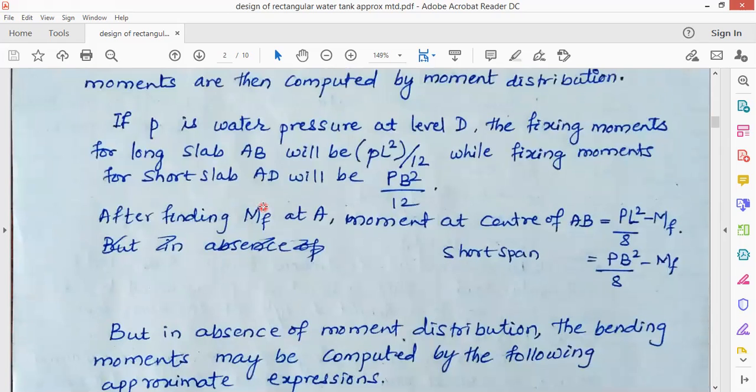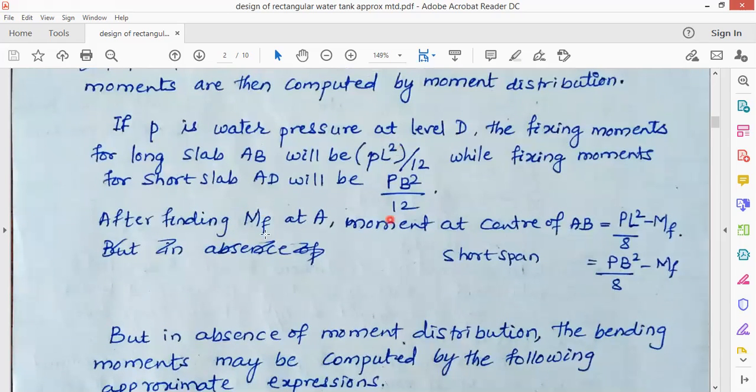After finding the fixed end moments, this PL square by 12 and PB square by 12, that is MF, I am going to indicate here, or sometimes M. At A, the moment at the center of AB can be calculated. So these are the fixed end moments at the corners, and with the help of these I can calculate the moment at the ends. So the central span moment of AB is equal to PL square by 8 minus MF. For the short span it is PB square by 8 minus MF. So what we need to calculate initially is PL square by 12 and PL square by 8, PB square by 12 and PB square by 8. These four things are to be calculated.